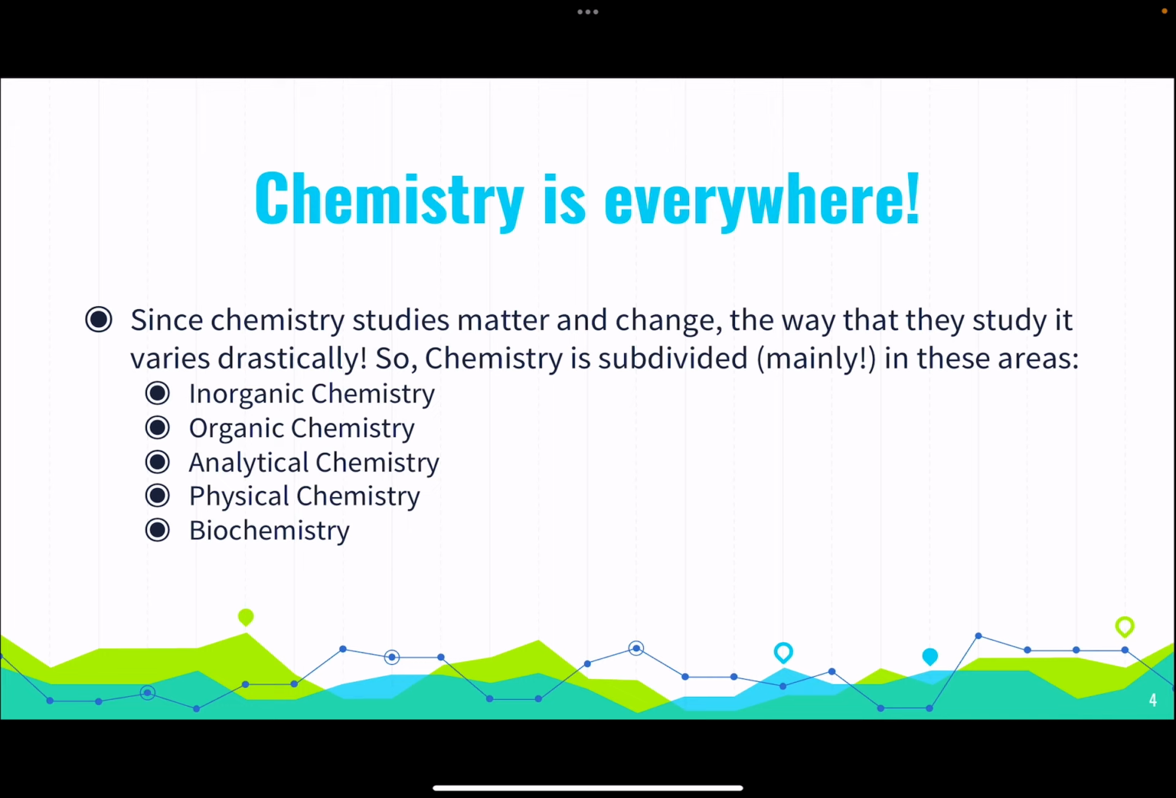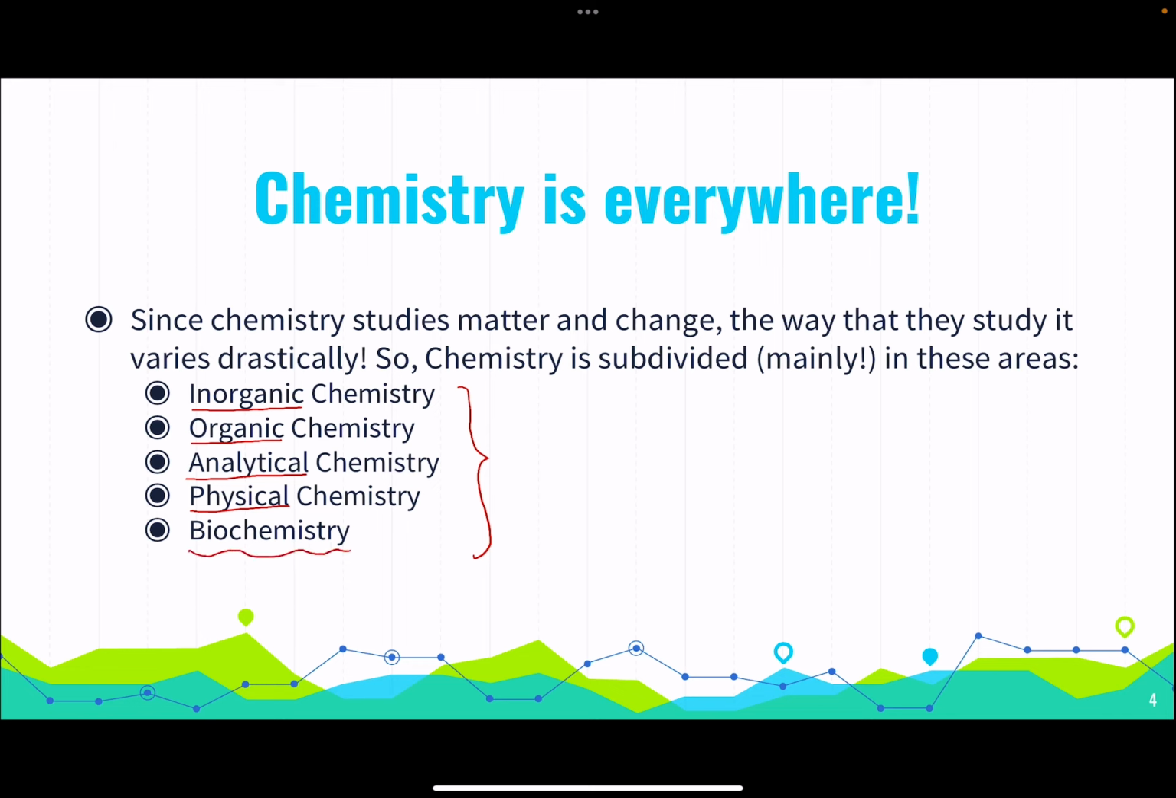So chemistry studies matter and change, and the way that they study it varies drastically. So chemistry is subdivided mainly in these areas. I'm only going to talk about the 5, and I'm not going to even say more important ones. I'm going to say the most common ones. All right. Obviously, chemistry evolves, and we have new areas of chemistry all of the time. So we're going to start with the first one. We have inorganic chemistry, then we have organic, analytical, super important, physical chemistry, and biochemistry.